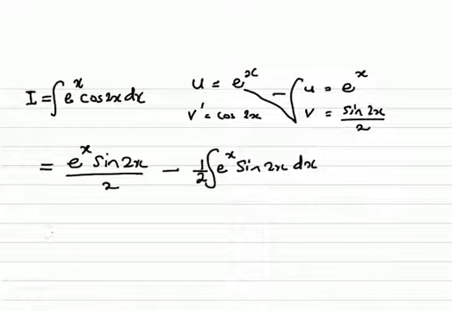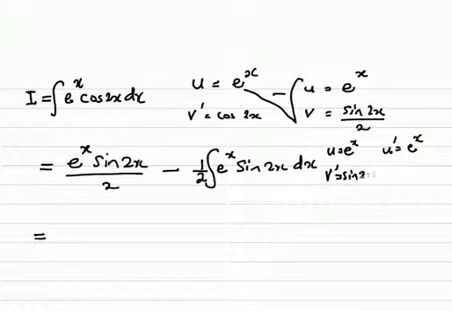Now in our repetition of integration by parts, basically what's going to happen, we can still say our u is equal to e to the x, and our u prime is going to be e to the x. Our v prime is going to be sine of 2x, and our v is going to be equal to minus cosine of 2x all over 2.